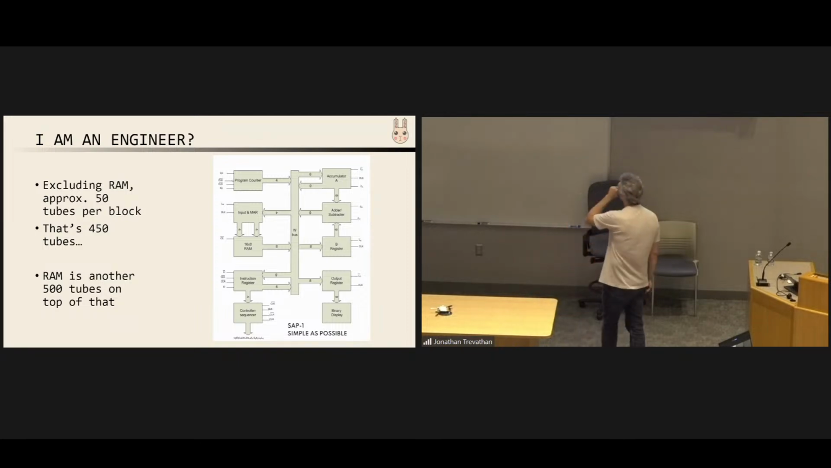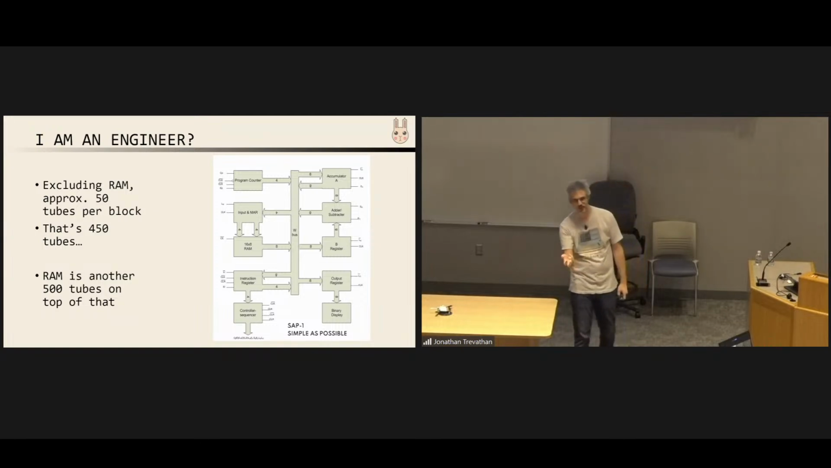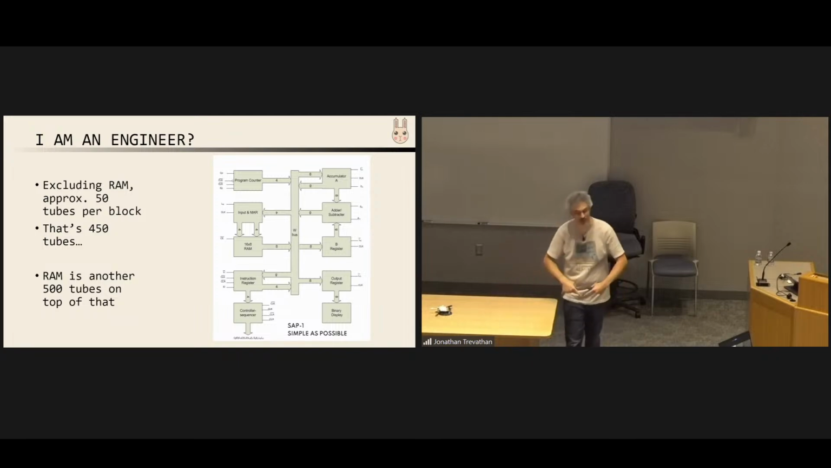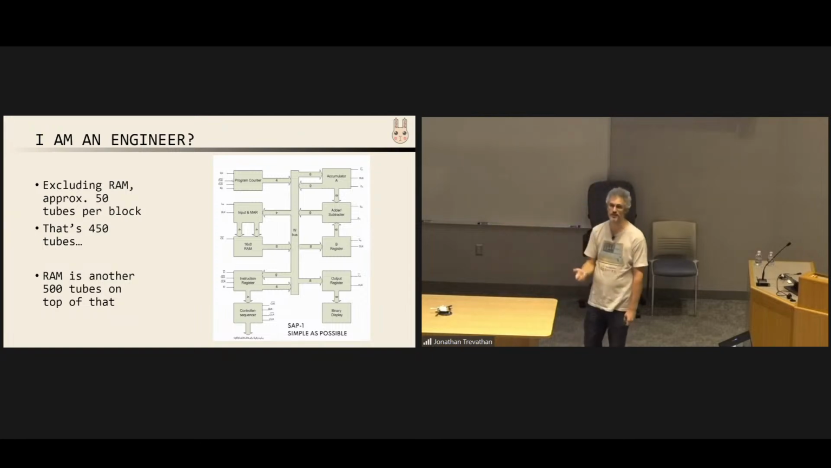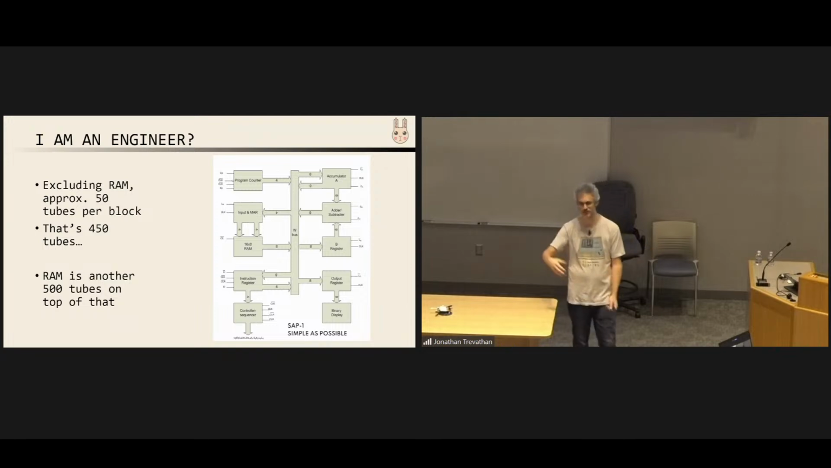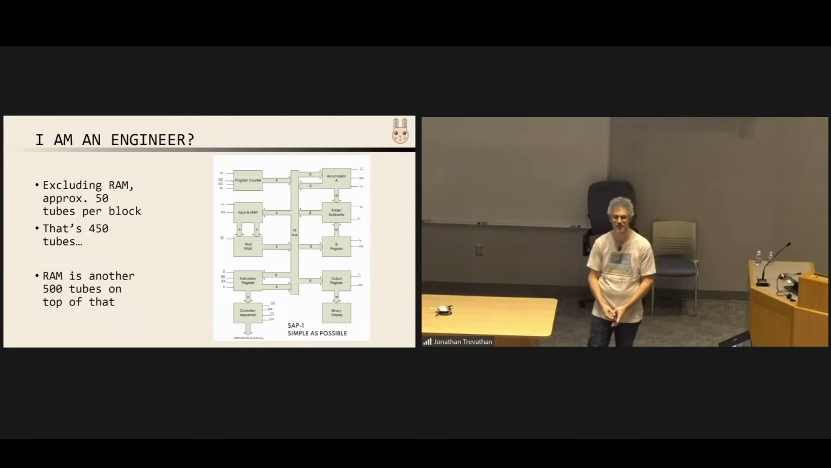But that means that if we exclude the RAM and we take an average of just 50 vacuum tubes per block for the SAP-1 here, that's 450 vacuum tubes just to realize what Ben Eater realized in something that was about this big, right? 450 vacuum tubes is insane. And then you've got RAM. RAM is another nightmare. Now, he doesn't have a whole lot. He's got 16 bytes. But even if you wanted to build 16 bytes out of vacuum tubes, that's another 500 tubes. So we're talking about 1,000 vacuum tubes.